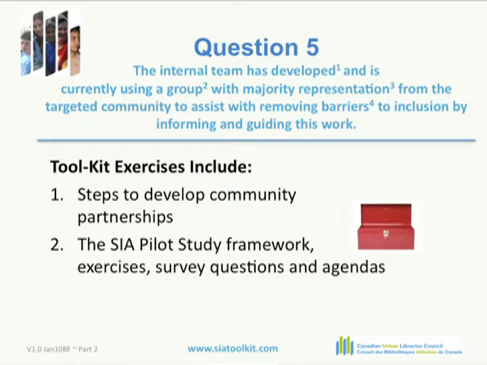Question 5: the internal team has developed and is currently using a group with majority representation from the targeted community to assist with removing barriers to inclusion by informing and guiding this work. The toolkit exercises include steps to develop community partnerships, and we've also provided all of the information from the social inclusion pilot study that we conducted with 4 libraries looking at new immigrant youth. In particular, we've included the agendas and the surveys, which include the focus group survey, as well as a clipboard walk-around survey that we developed to solicit the perspectives of new immigrant youth about the level of inclusion and exclusion that a library may have.